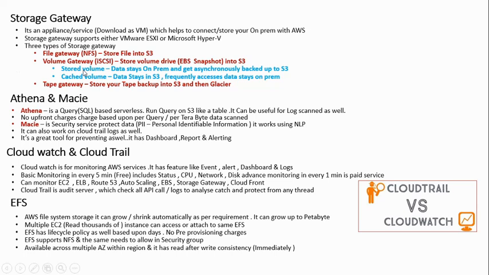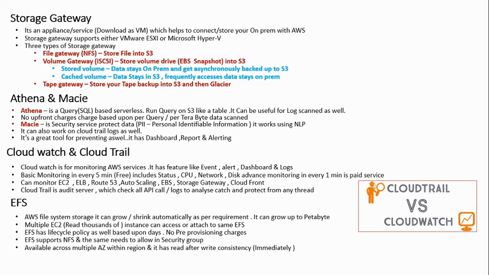So understand this thing, you read this content also. Stored volume is where data is stored on your on-prem. It gets asynchronously backed up to S3, but the applications trying to access it will access it through on-prem only. So data would be there on-prem, and it would be backed up into S3, right?